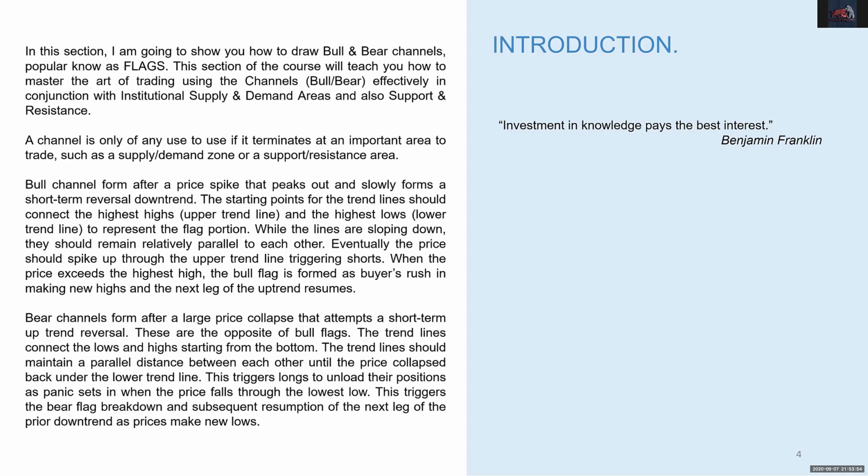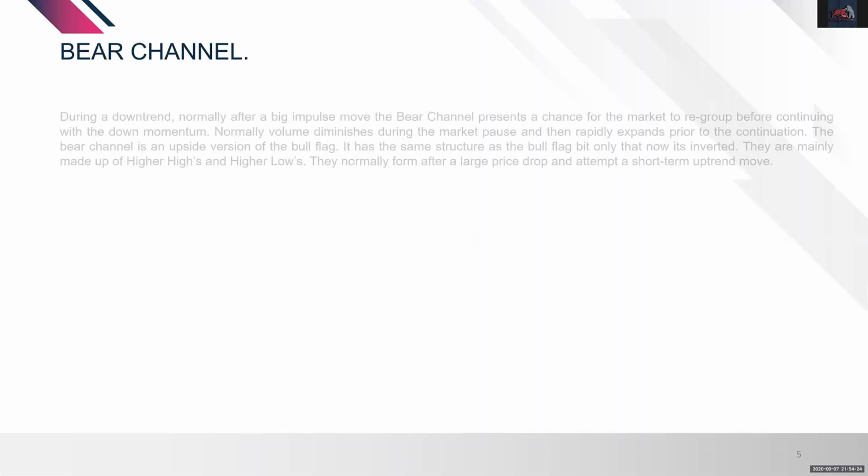So a bull channel forms after a price spike that peaks out and slowly forms a short-term reversal downtrend. I'm going to show you this. This is just a definition, and I'm going to send you also these notes so that you stay with them for your reference. So the starting points for the trends should be connecting the highest highs, which is the upper trend line, and the highest lows, which is your lower trend line, to represent the flag portion. Let me just show you quickly what I'm talking about here.